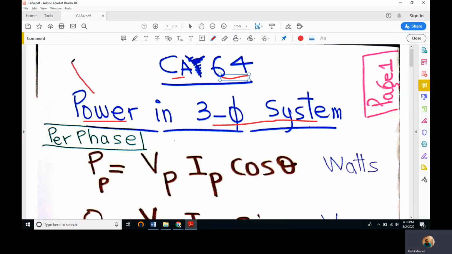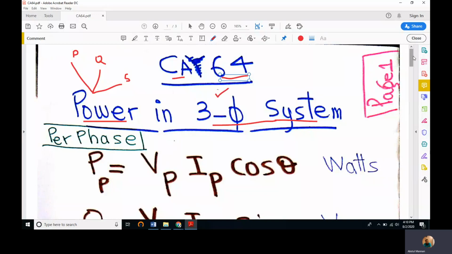Before this, we have already studied that for a single-phase system, we have three types of powers: the average power or active power, P, the reactive power, Q, and the complex power, S. Today we'll study all three of these power expressions for a three-phase system.